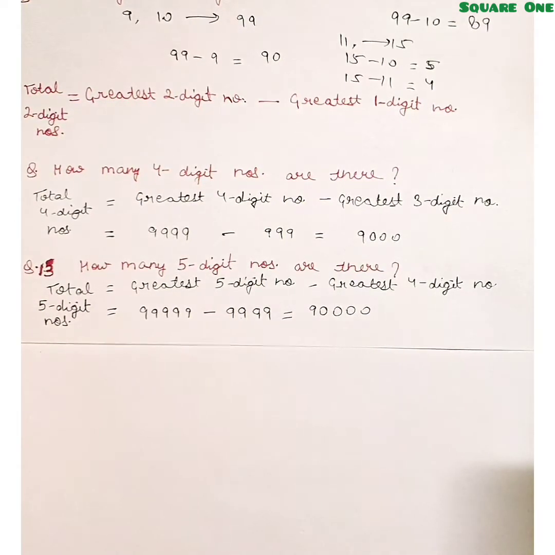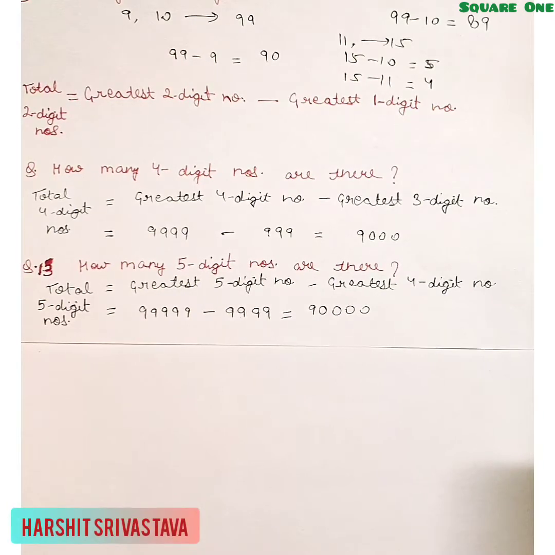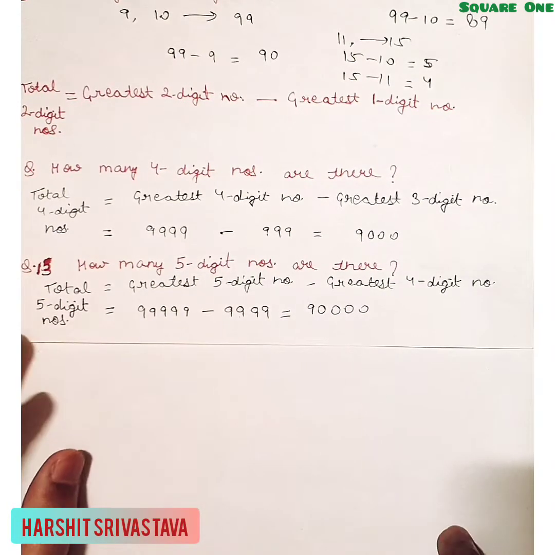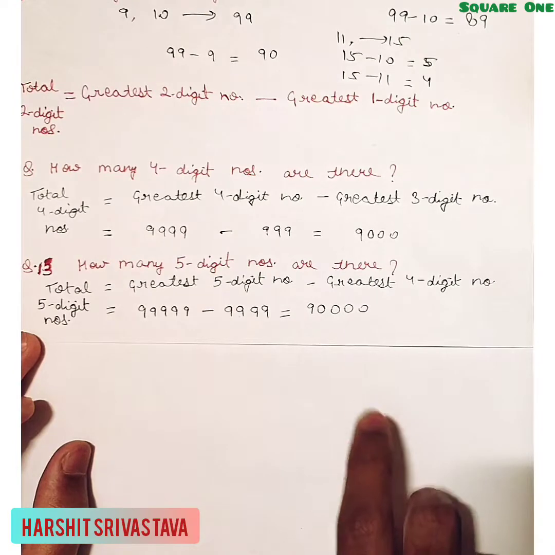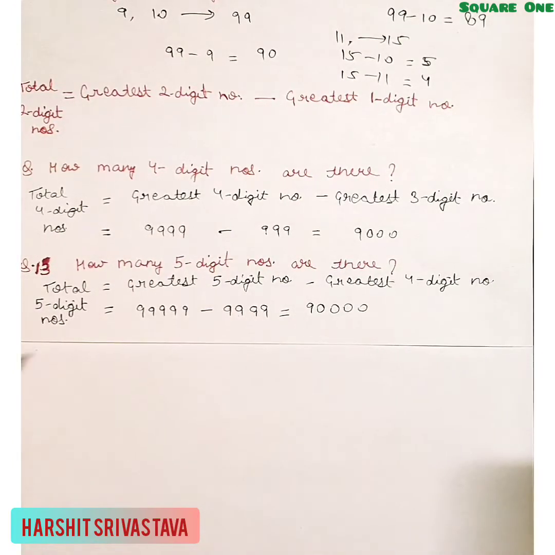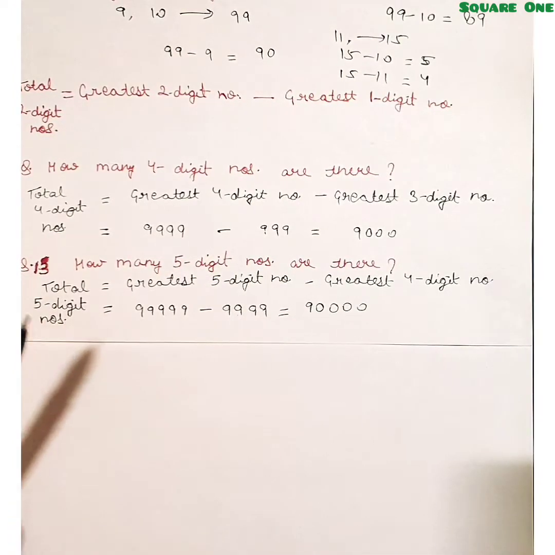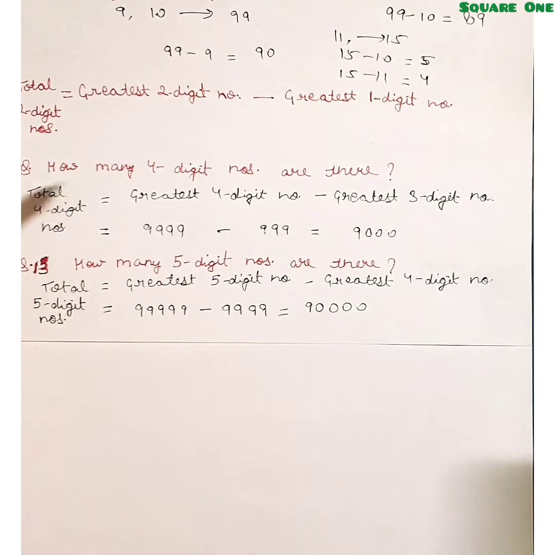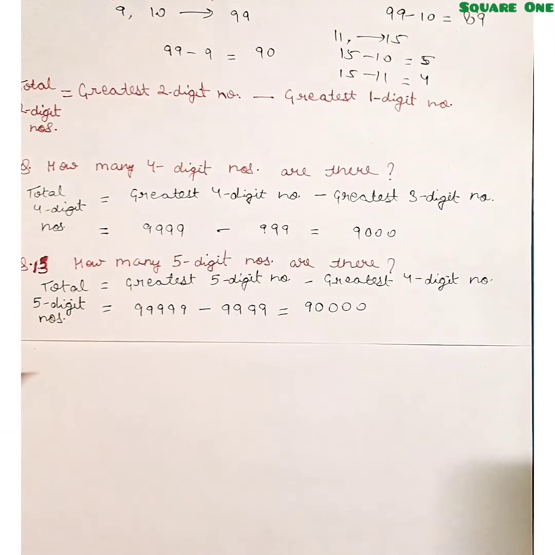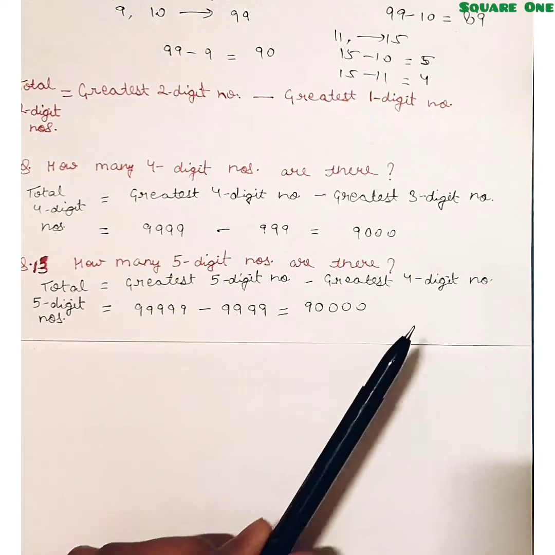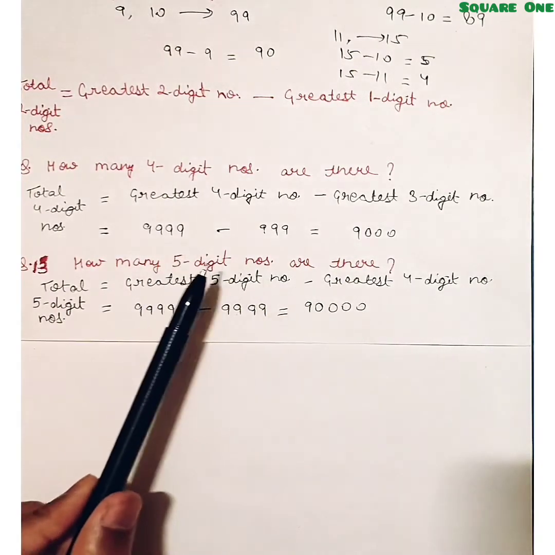In the previous video, I gave you 3 practice questions and I asked you to try them on your own. Now let me give you the solutions. The first question that I gave you was, how many 5-digit numbers are there? I told you to use this kind of formula. Now to find the total 5-digit numbers, you have to subtract the greatest 4-digit number from the greatest 5-digit number.